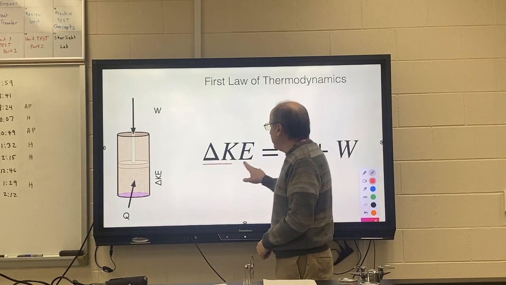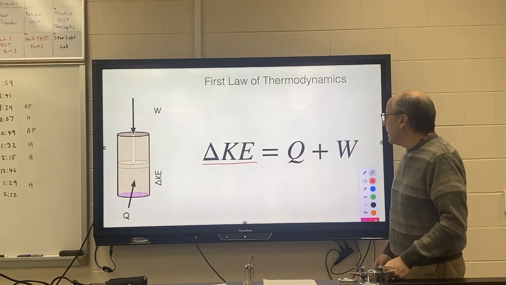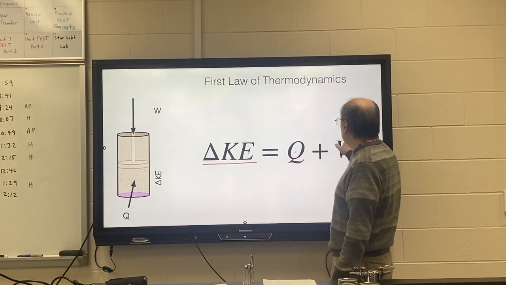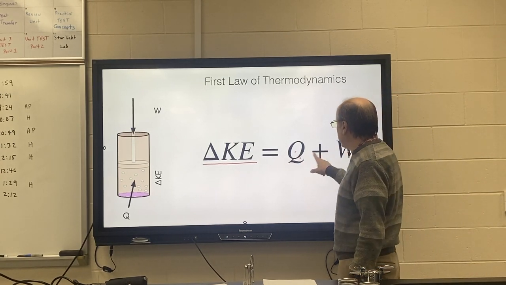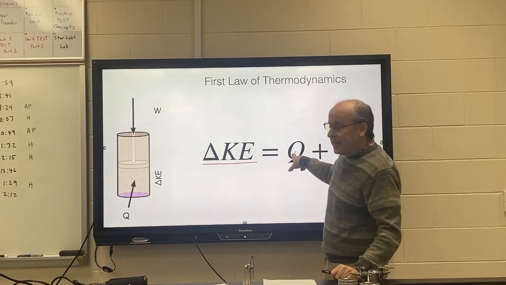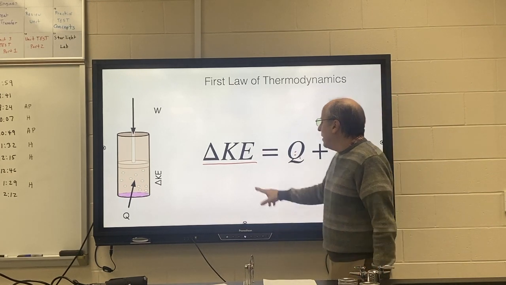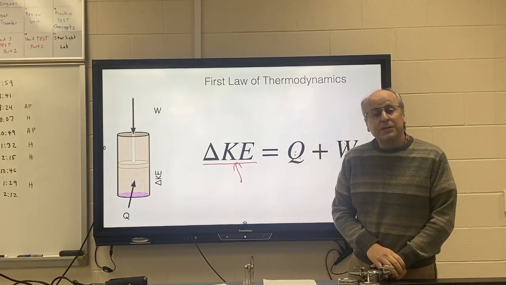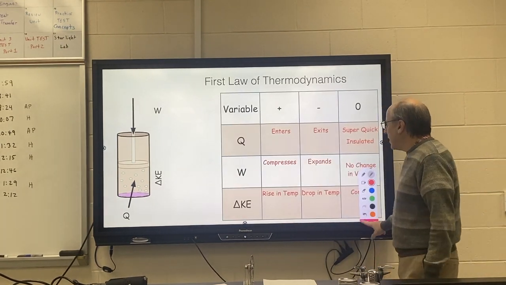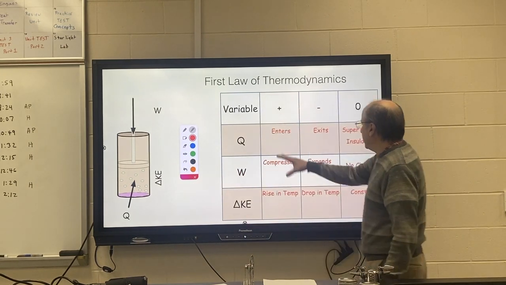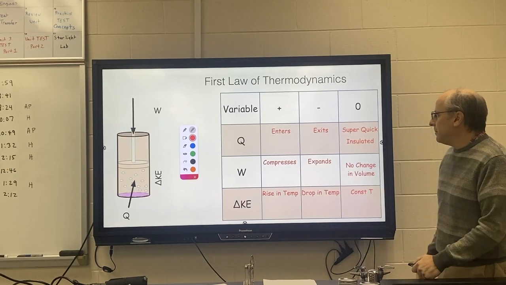which says the change in kinetic energy or the change in internal energy, we can use them interchangeably, is equal to the amount of heat that goes in plus the amount of work that goes in. Remember to make sure you have your signs right, so sometimes the heat will come out, make it negative. Sometimes the system will expand, so you make your work negative. This will be negative if the temperature drops, and that'll be positive if the temperature rises. Okay, so we create a chart with all of these different scenarios, and this should already be in your notebook, but take a moment to look it over again.